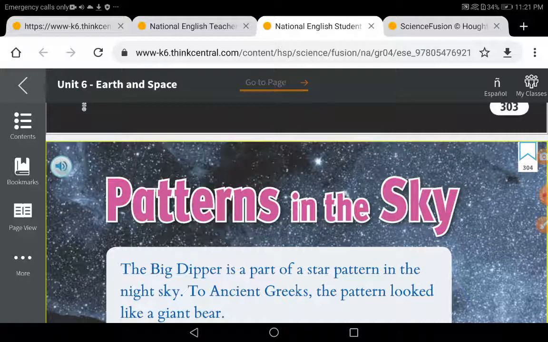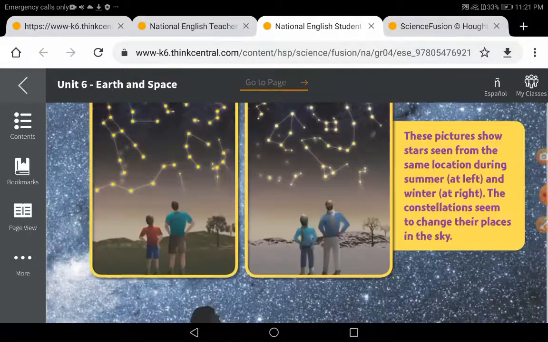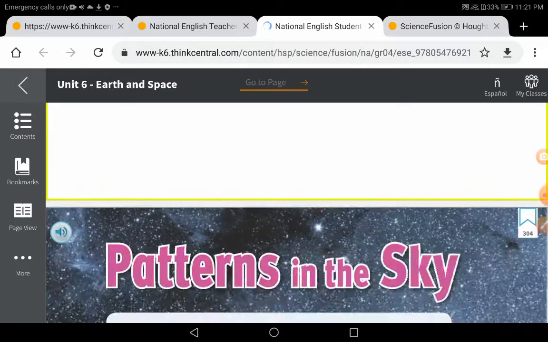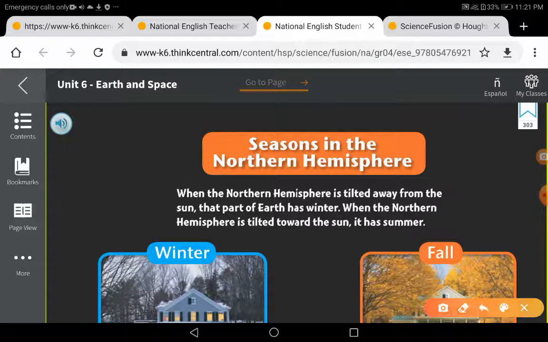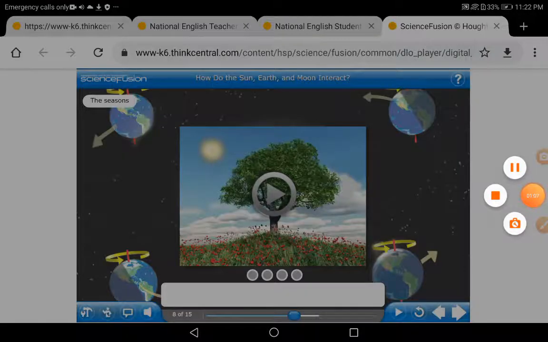And as we said previously, you can click on this button so you can hear the lesson. Okay, and we will start with the digital lesson. Okay, this page, by the way, is very important. Seasons page, this one. This is a very important page. Okay, let's go back to Think Central. How do the sun, earth, and moon interact? And let's see this page.